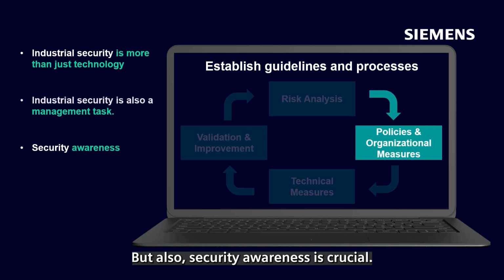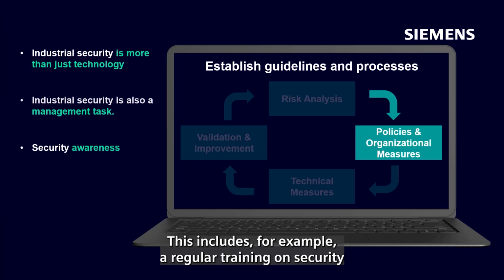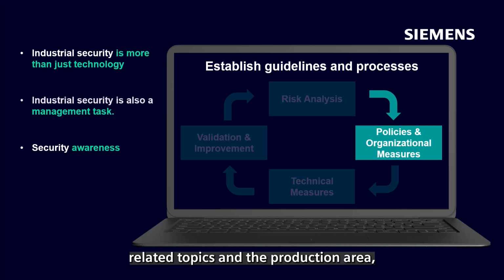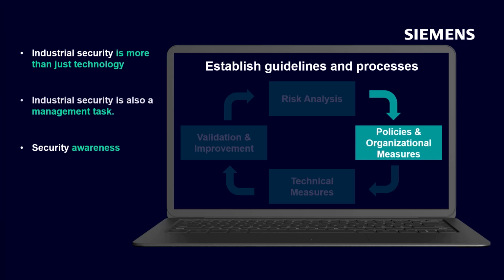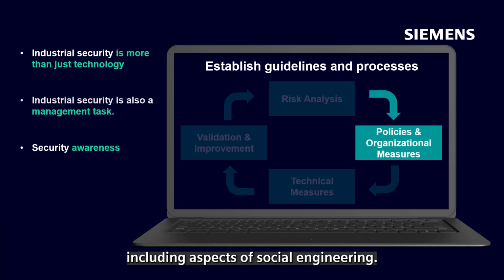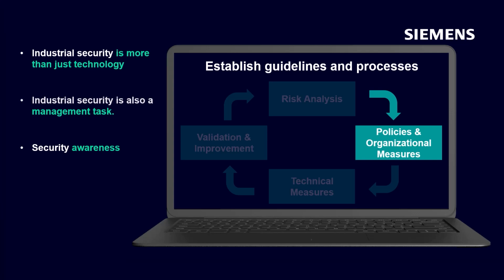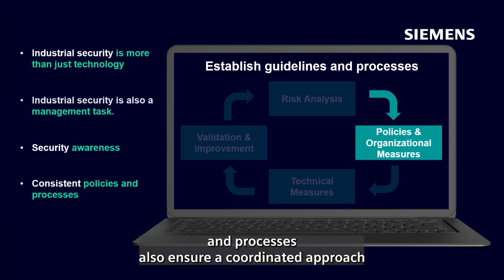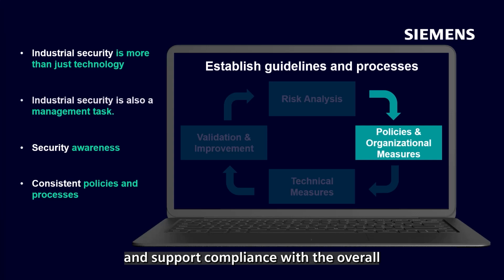But security awareness is also crucial. This includes, for example, regular training on security-related topics in the production area or a security assessment, including aspects of social engineering. Consistent guidelines and processes also ensure a coordinated approach and support compliance with the overall security concept.